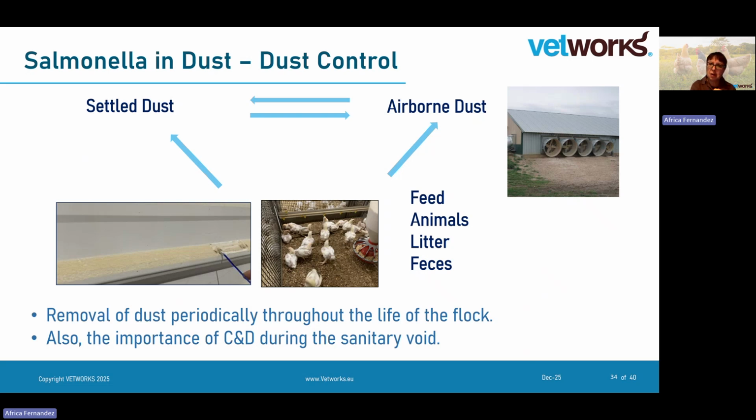So we need to make sure that while we clean and disinfect the houses, we also make sure that the environment where the houses are is, where possible, sanitized. Because if the environment is contaminated, eventually the Salmonella will be carried inside the houses.